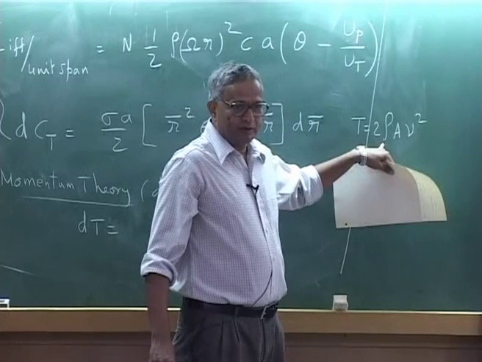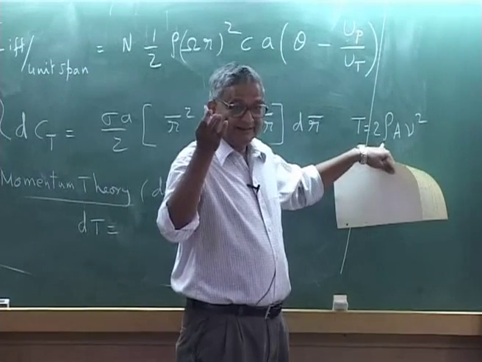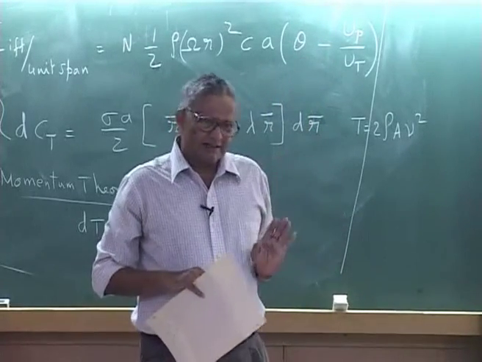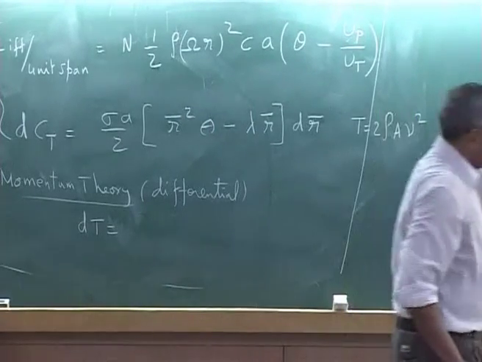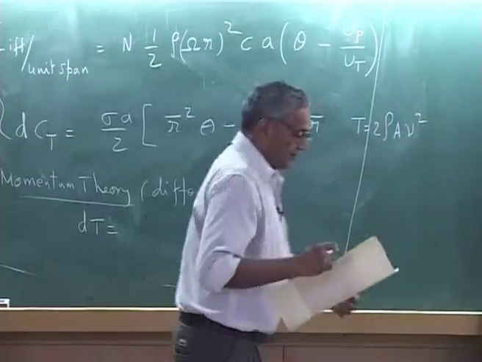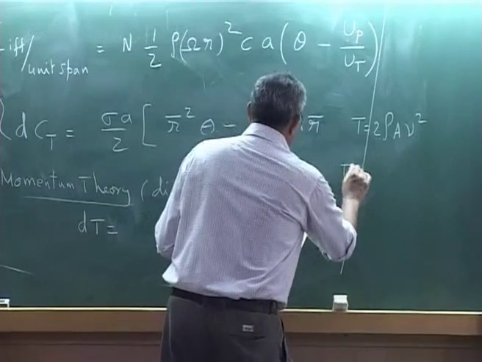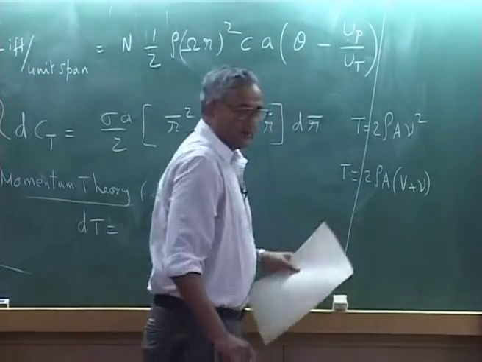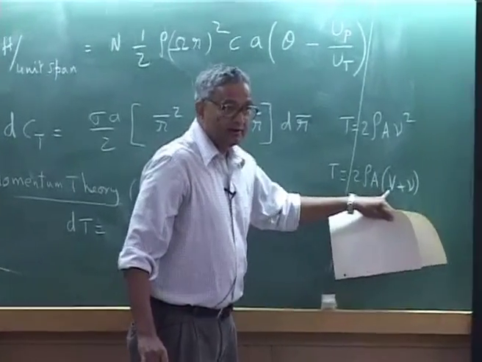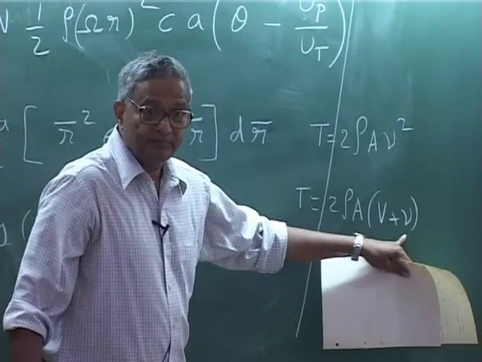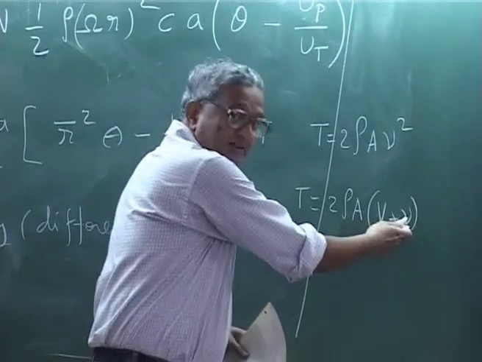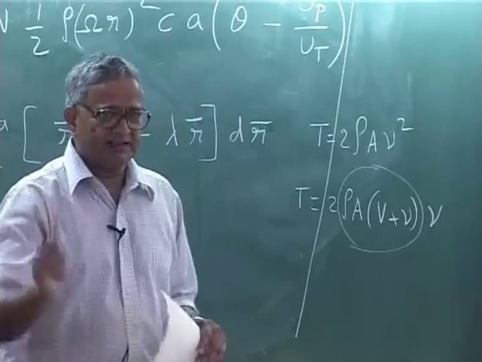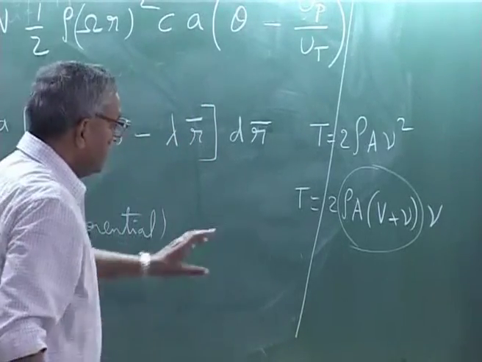If it is climb, then the mass flow rate will include the climb velocity also. Right now, I have used the climb here also. If you add climb, this will become 2 rho A, the area of the disk, times V plus nu, times nu, because rho A times V plus nu is the mass flow rate, the climb velocity plus the induced velocity, and the change in velocity is 2 nu. This we will prove in the next class. This is how I write my thrust.